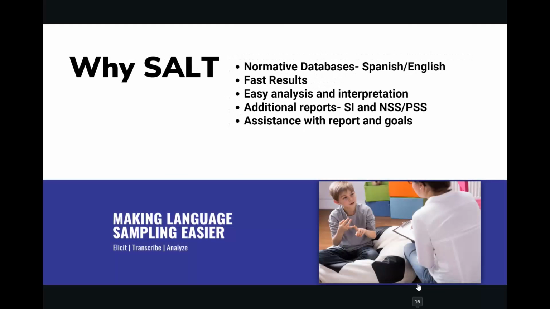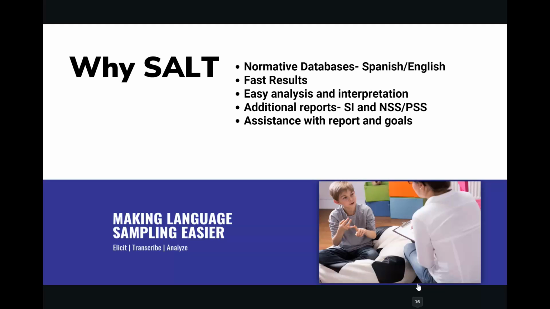So, language sample analysis, then why use SALT software? One of the strengths of SALT is the normative databases, our reference databases. We have databases where you can compare your sample to typically developing peers, age preschool all the way through high school. And also, if you're a clinician working with bilingual speakers, we have a large and robust database containing bilingual samples. Our results are fast.